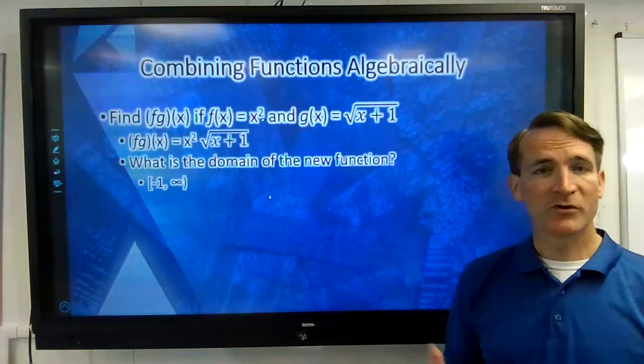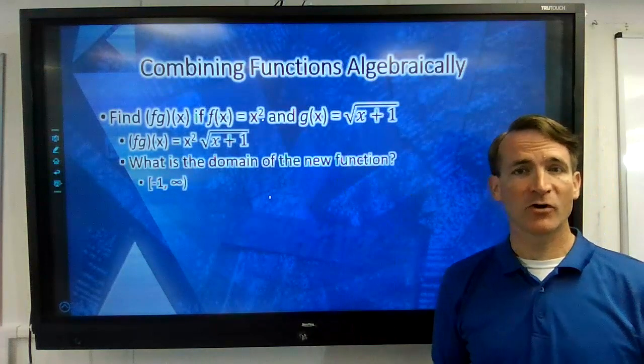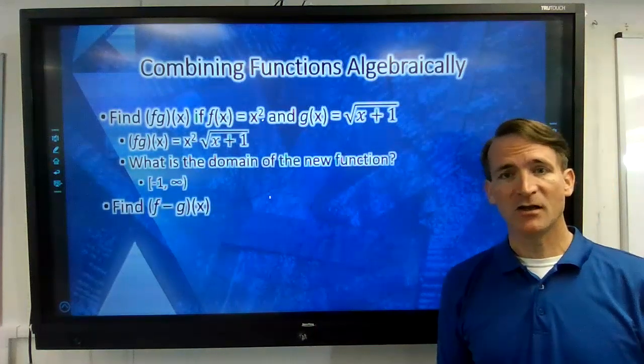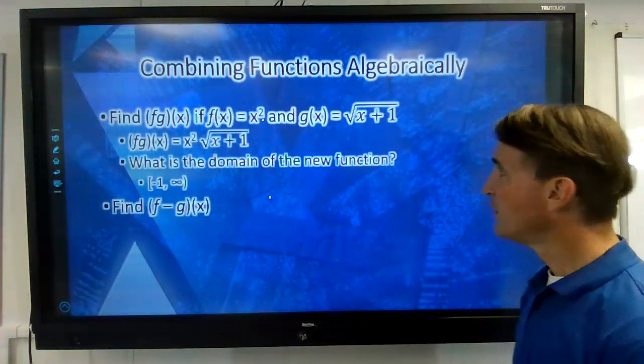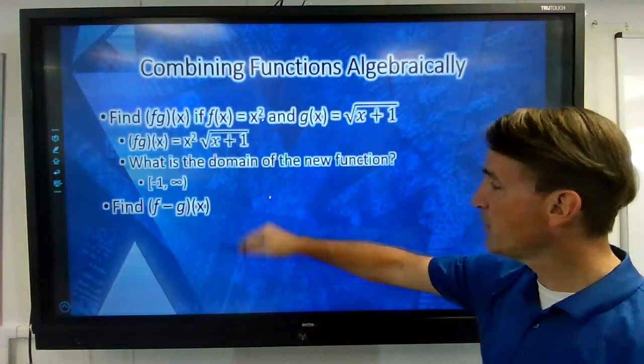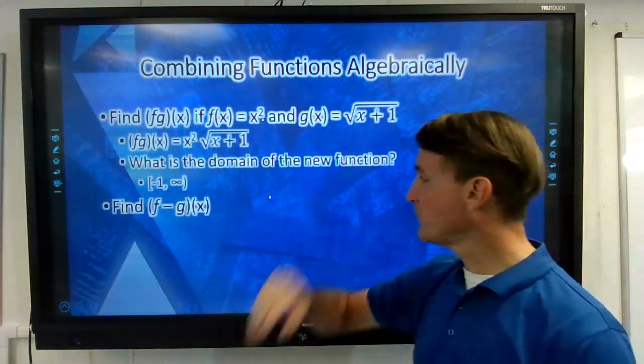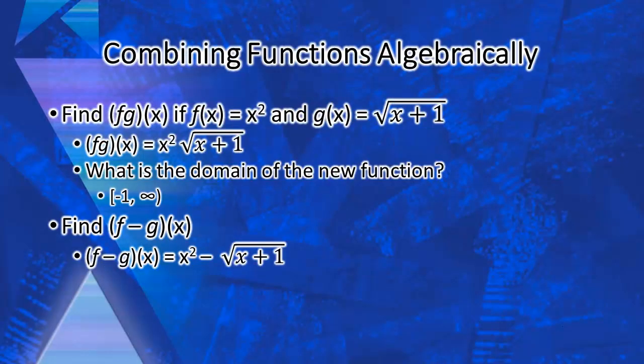What would happen if we were to subtract these two functions? Same two functions, but now we're going to subtract g from the f. Well, I would take my original function of f, which is x squared, and I'm going to subtract my function of g, which is the square root of x plus 1.